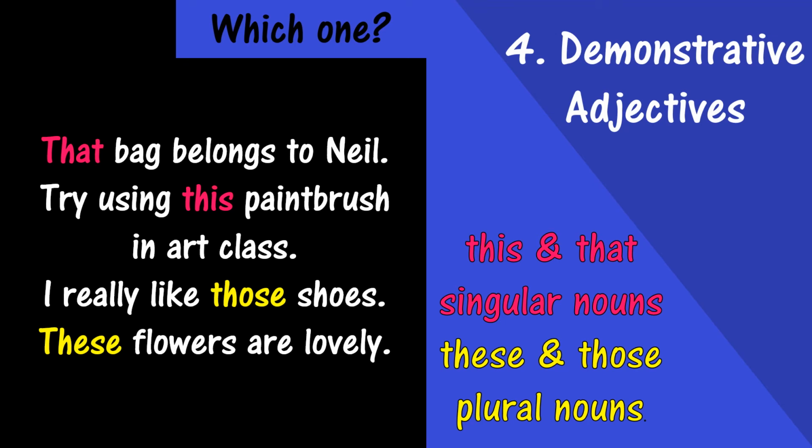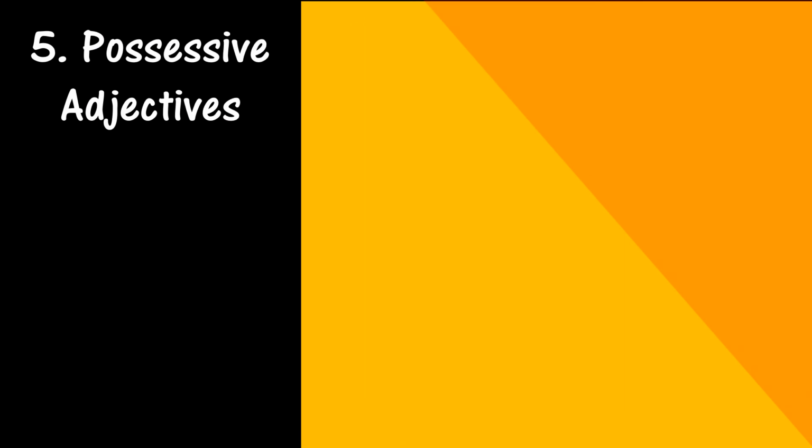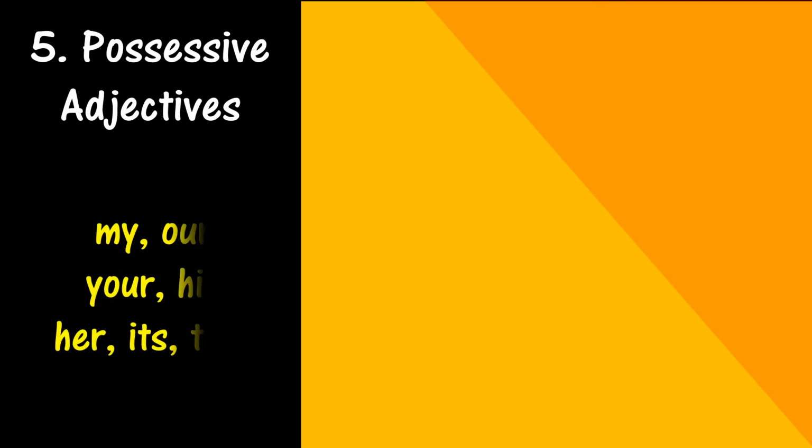Let's take the next adjective, possessive adjectives. The word possessive means belonging, owned. So an adjective which tells us about a thing owned by someone is called a possessive adjective. The words my, our, your, his, her, its, their, when used before a noun, are called possessive adjectives. Possessive adjectives are a type of pronoun. They explain ownership, children.